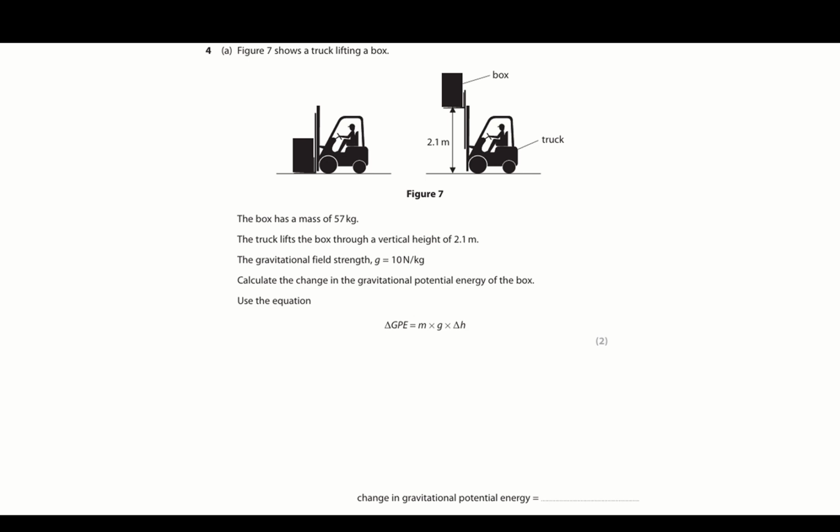Here's question 4. We've got a truck lift in a box. It tells us it's going to lift it 2.1 meters. It tells us that it's 57 kilograms, so we're happy with that unit. It tells us that gravity is 10. The gravitational field strength is 10. Calculate the gravitational potential energy, and it tells you what to do.